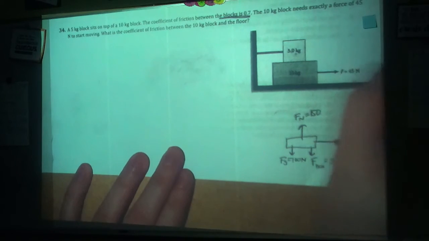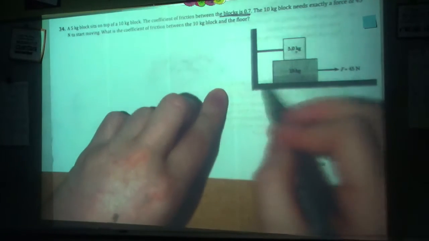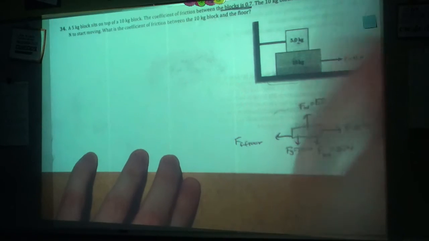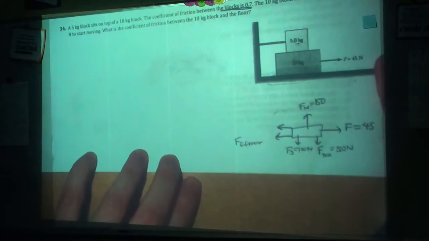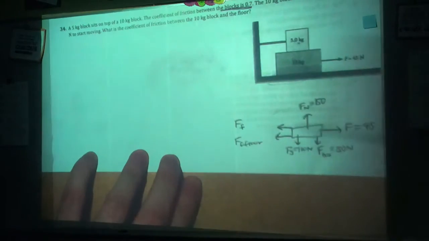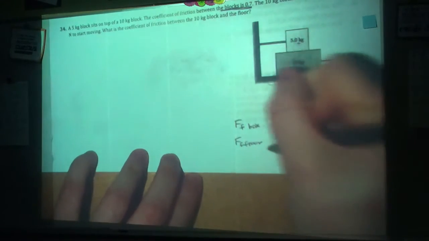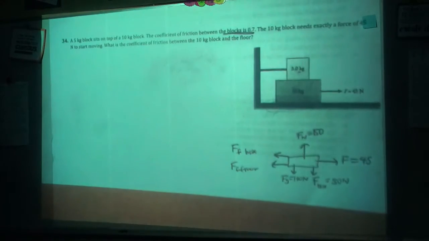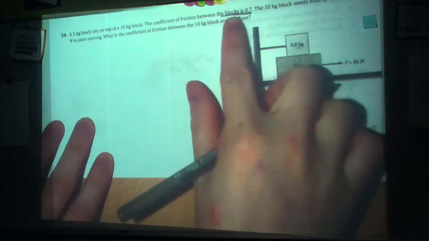Now it feels some applied force of 45 newtons to the right, and I have the force of friction between the box and the floor, so that would be the force of friction from the floor, and then the force of friction on the box from the other box. So both of these would be opposing its motion, pulling back. This is also a friction force, but now it's the friction from the box, not the friction from the floor. We have the coefficient of friction between the blocks.